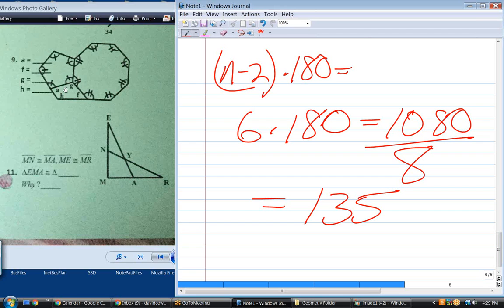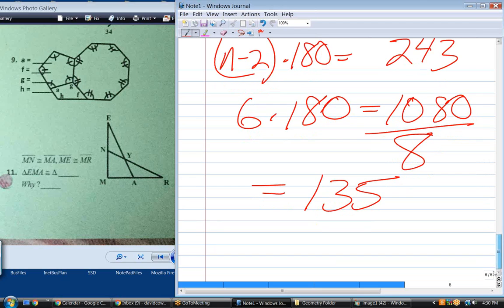We can't solve for H until we solve for G. Yeah. What's G? So, what was this angle? 108? Yeah. What's this angle? 135? Mm-hmm. What's G? What's the sum of those three angles? Well, if you take 135 plus 108, you get 243. But okay, so we have to know what the sum of the three angles is to solve this. Yeah. What is the sum of the three angles around any point?